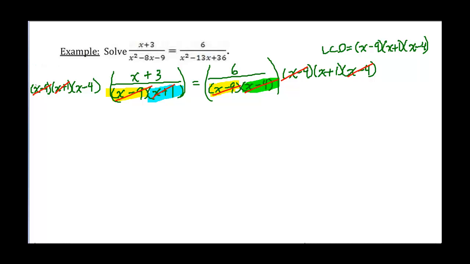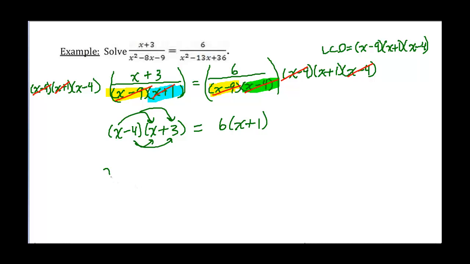So what we're going to be left with is an (x − 4) times (x + 3) on my left-hand side. And on my right-hand side, I'm going to be left with a 6 times an (x + 1). Of course, I'm going to need to FOIL, use that distributive property. I'll get an x squared. When I do the x times 3, I get a 3x. When I do the negative 4 times x, I get a minus 4x. So 3x minus 4x is minus 1x, or just minus x. And negative 4 times 3 is negative 12. Right-hand side, if I distribute, I'm going to get a 6x plus 6.